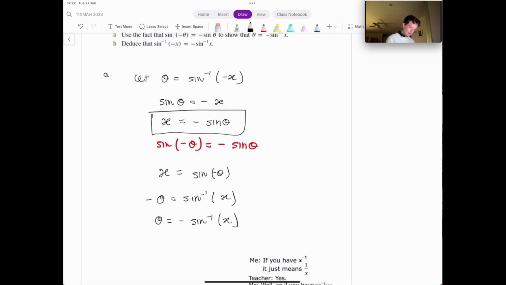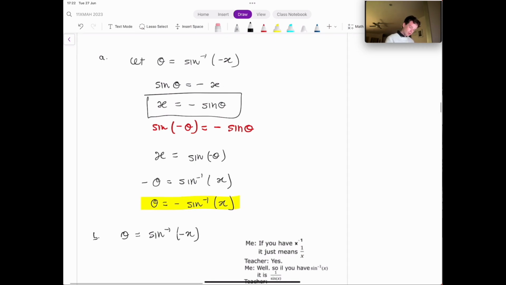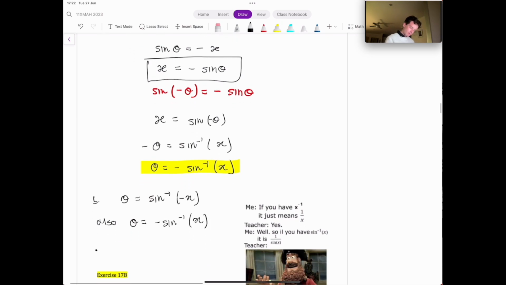Okay. Part B, well, we've said theta is equal to sine inverse of minus x, but we've just proven here that also theta equals minus sine inverse of x. So therefore, sine inverse of minus x equals minus sine inverse of x.